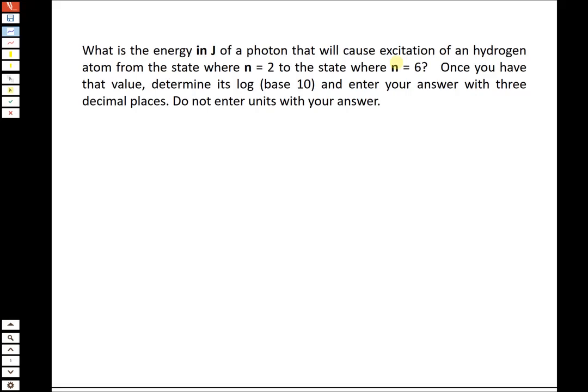Anytime we're dealing with excitation in a hydrogen atom, electron transitions, all those keywords, we should immediately think of the Bohr equation. There are a few different forms of it, but the one that's most useful to us is the one in terms of delta E, which is minus 2.18 times 10 to the minus 18 joules. That's the ionization energy of hydrogen. And then it's going to be 1 over the final n value squared minus 1 over the initial n value squared, where again these n values are the different quantum numbers associated with the electron in these different energy levels. So here we're looking for the energy that would cause excitation of hydrogen from n equals 2 to n equals 6.